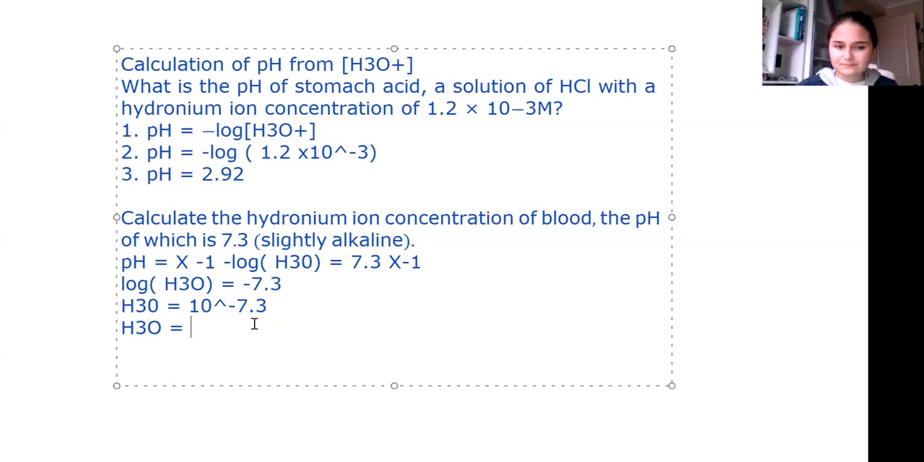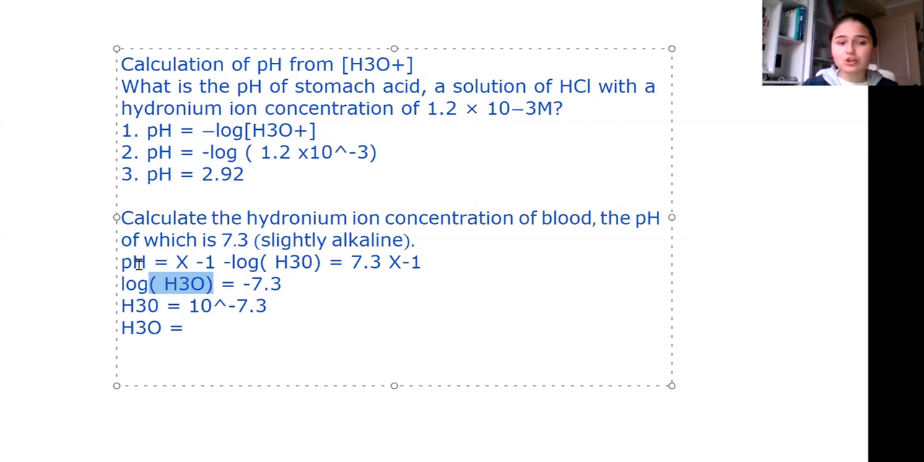What exactly does the log do when it's to the power of something? Don't worry about that, Heath. You don't need to know that. Just know that what you're trying to do here, taking the power of 10 of each side, is because you're trying to get H3O on its own side. The only way you can get rid of log is to put it to the power of 10.